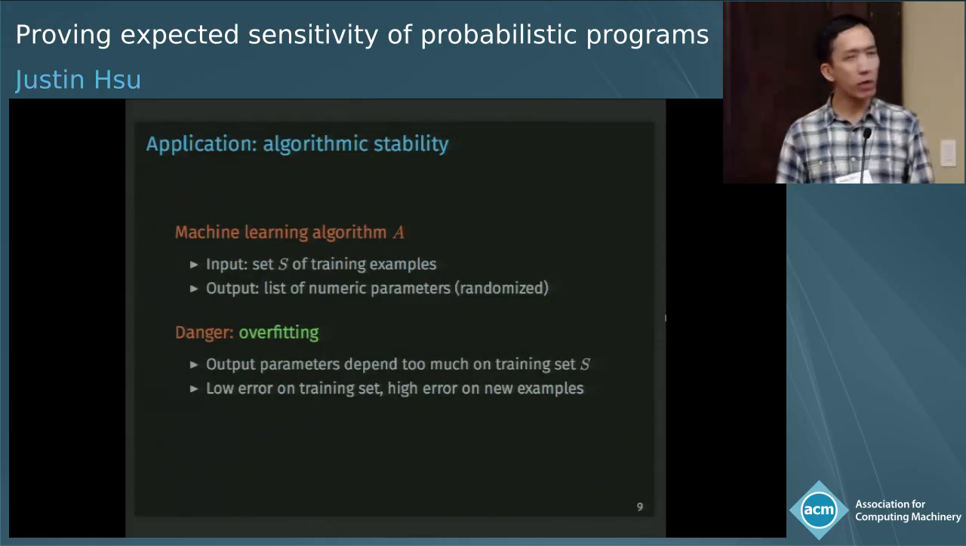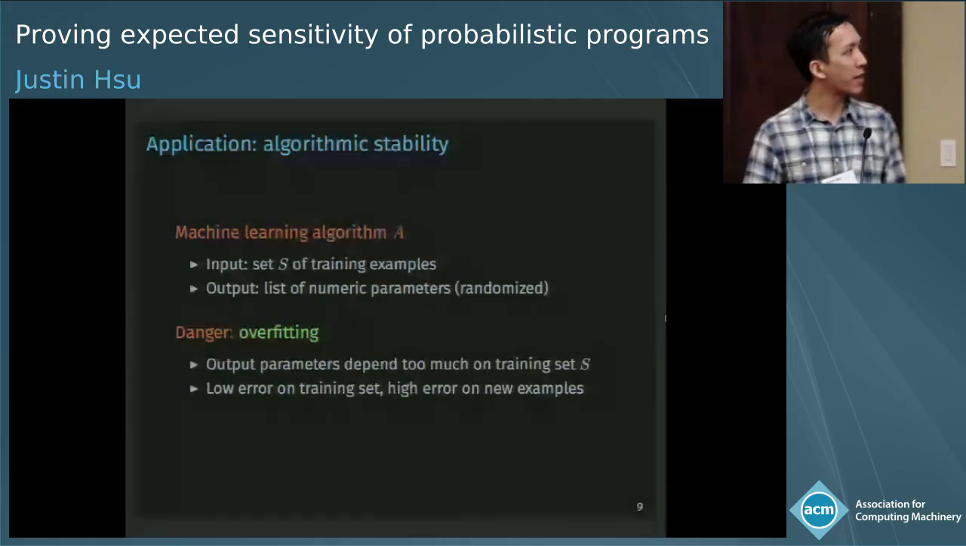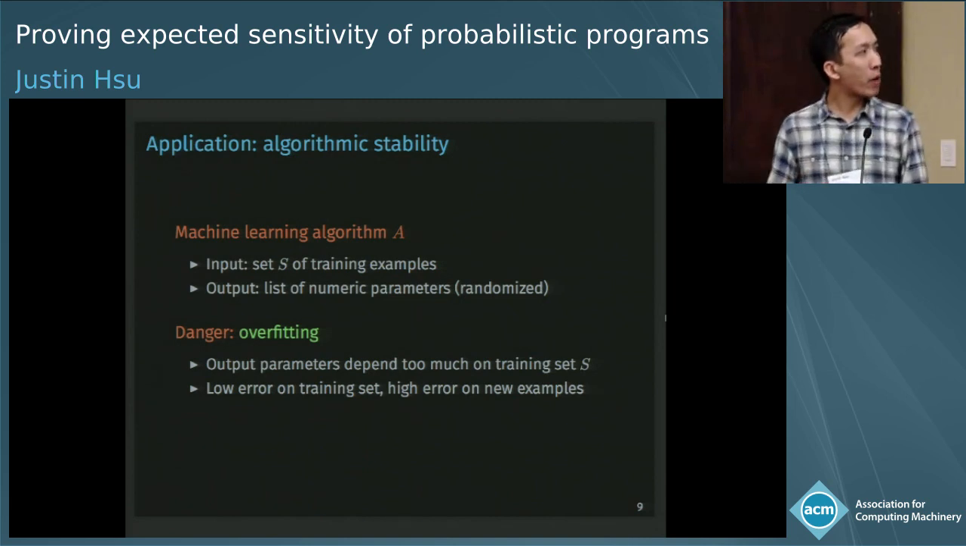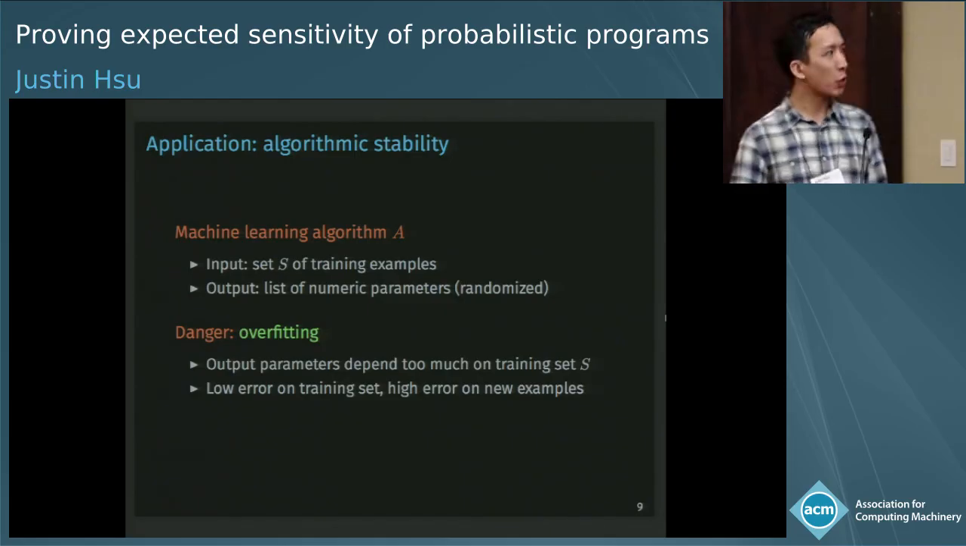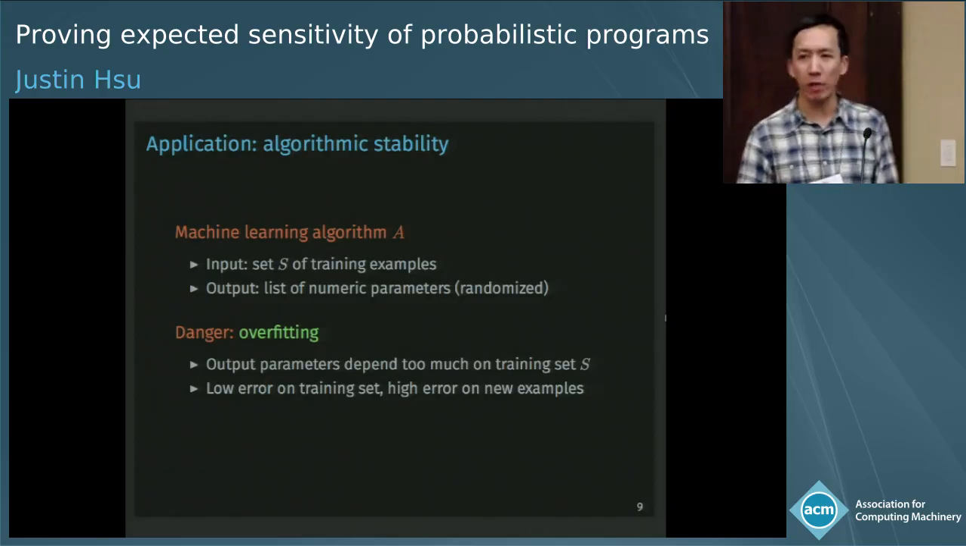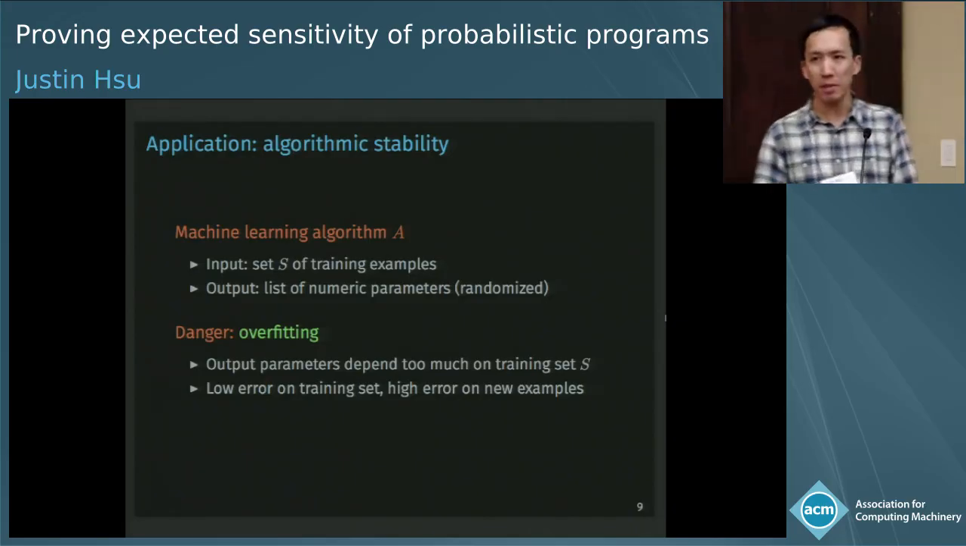But a typical danger of machine learning algorithms, or a typical fear, is that it overfits the data set. What does that mean? It means that the output parameters that the learning algorithm produces depend too much on the training examples. Right? So maybe on the training set, this algorithm produces parameters that get very, very low error, that predict very well. But when you start showing new examples that you have not seen before, the parameters perform very poorly. So this is a bad feature of a machine learning algorithm. We want to avoid this.